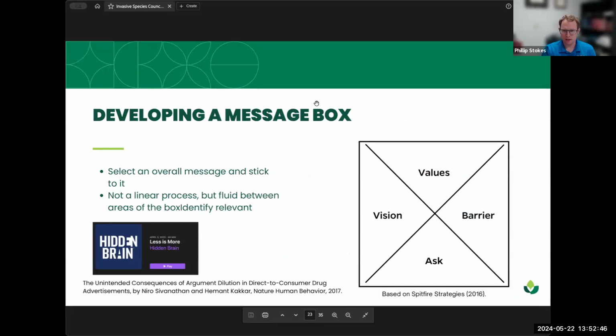Now, I didn't come up with this method, but I like it, and it comes from Spitfire Strategies, and it's developing a message box. And so I'll go through the process of this. I'll tell you this: the concepts are probably things that you've heard before. It's probably not going to be new information, but the method and the process of how to develop this might be new to you. So first off, when you're developing a message to share with someone, you want to make sure you select one message and you stick to it.